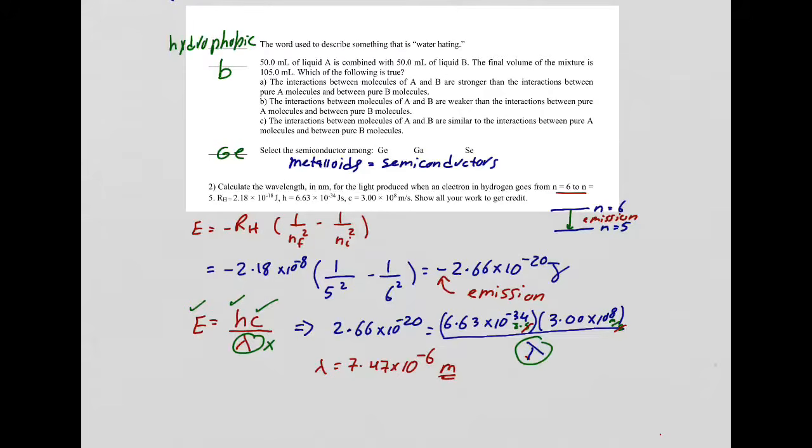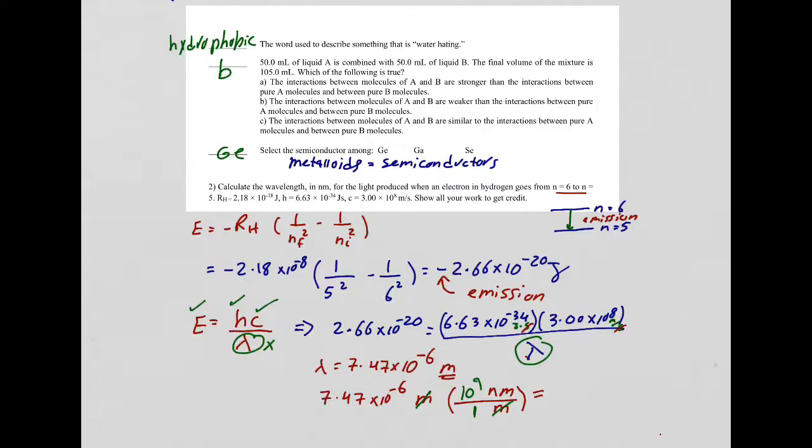But the question doesn't ask you for meters, it asks you for nanometers. What do we have to do? We have to convert meters to nanometers. So what we have is 7.47 times 10 to the minus 6 meters. I don't want meters, that goes down here. What I want is nanometers, that goes on top. Meter is a larger unit. 1 meter is 10 to the 9th nanometers.